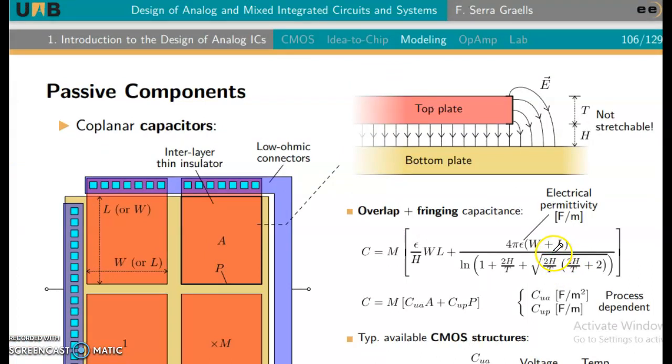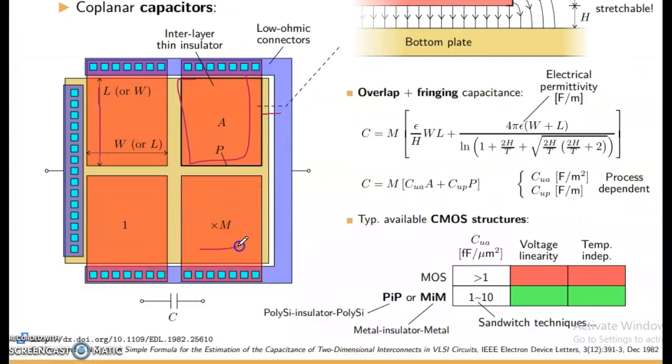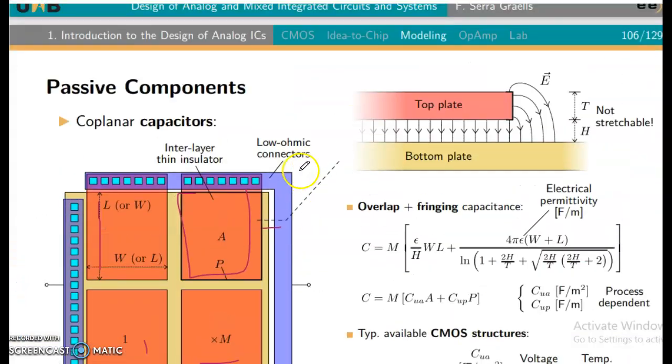Passive components. Coplanar capacitors. Coplanar capacitors, interlayer, thin insulator, low ohmic connectors. L, this is L or W. Here W or L. Sorry, not L. Here multiplication M. Here 1. Here WC. Sorry, only C.